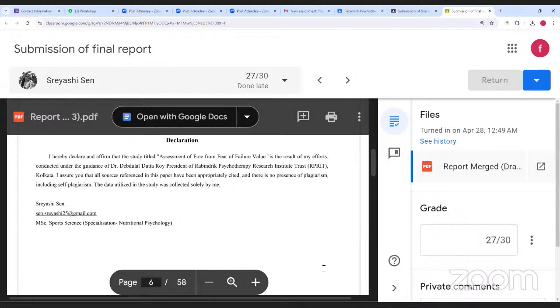Farah, please read the declaration. Yes, I hereby declare and affirm that the study titled Assessment of Free from Fear of Failure Value is the result of my efforts conducted under the guidance of Dr. Devdula Datta Roy, President of Rabindranath Psychotherapy Research Institute Trust, RPRIT, Kolkata. I assure you that all sources referenced in this paper have been appropriately cited and there is no presence of plagiarism including self-plagiarism. The data utilized in the study was collected solely by me.